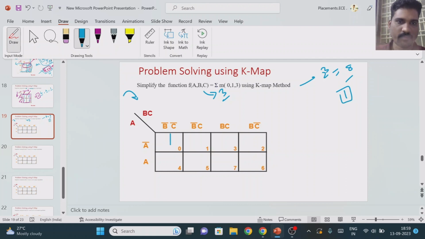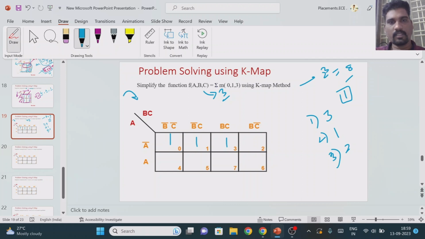What minterm values have they given? 0, so here we need to keep 1. The next value is 1, and the next value is 3. Now tell me, how many groups will you get? A single group, 2 groups, or some other number like 3 groups? The first question is how many groups you will get: 3 groups, 1 group, or 2 groups. Which one is the correct one? Just pause the video and try to find the answer.